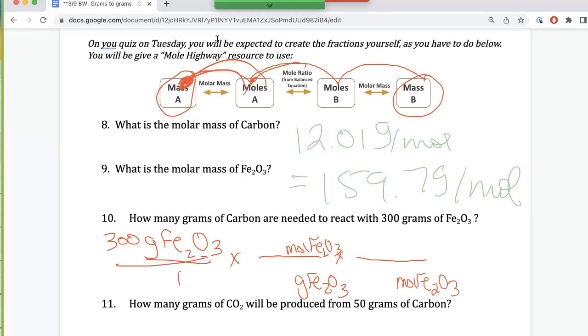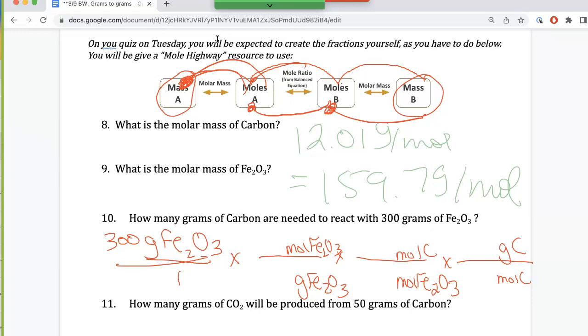And now I'm going moles of A to moles of B, so moles of what I'm trying to find, which is moles of carbon, so I put that on top. As soon as I put something on the top, I can put it on the bottom. And finally, I'm going from moles of B, moles of carbon, to mass of that same thing, so grams of carbon. Next, all I need to do is plug in whatever those values are.